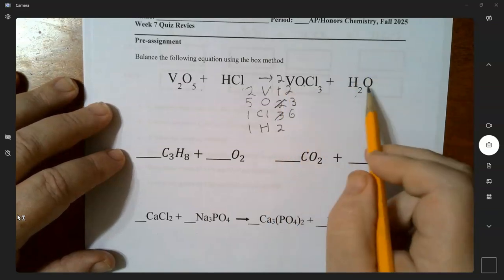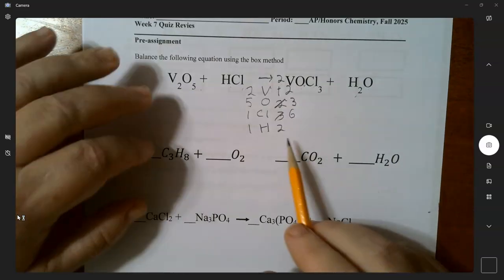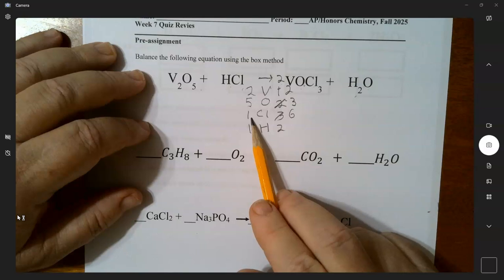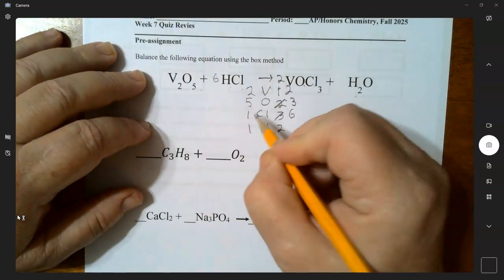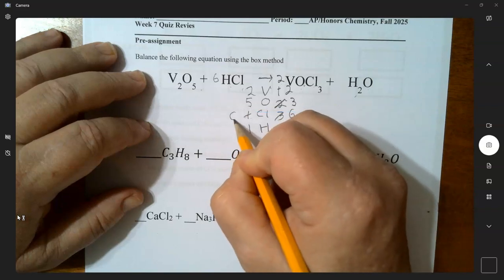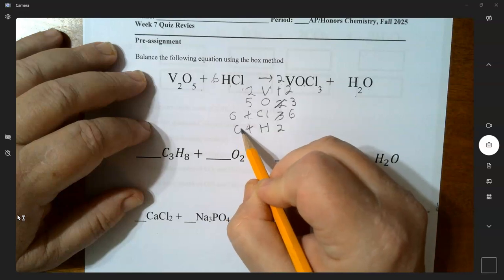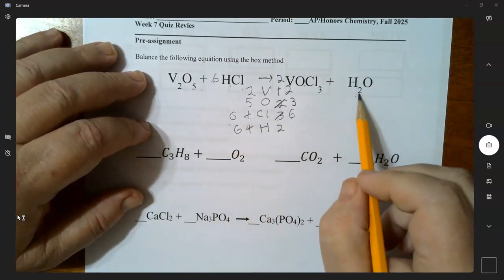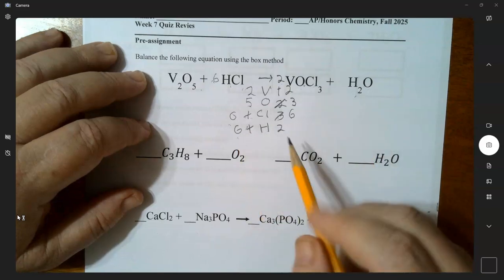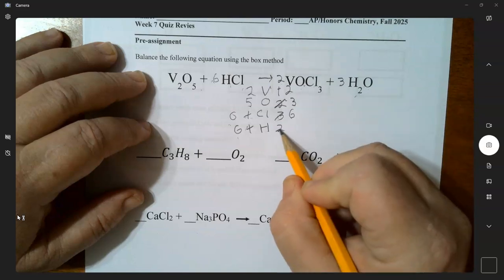Okay, keep track of the oxygens because they appear in 2 different places. Okay, now we're going to balance chlorine. We got 1 here and 6 here, so we're going to put a 6 up here. Okay, so vanadium and chlorine are in balance. Hydrogen, we have 2 here and 6 on this side. So now we're going to multiply both sides by 3, put a coefficient there.